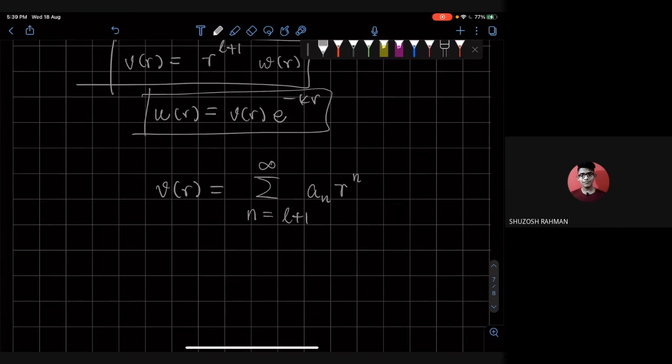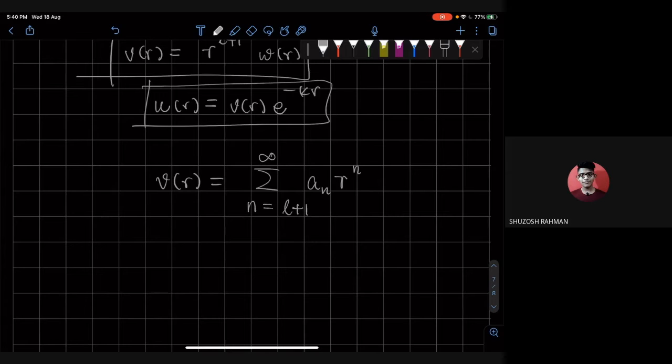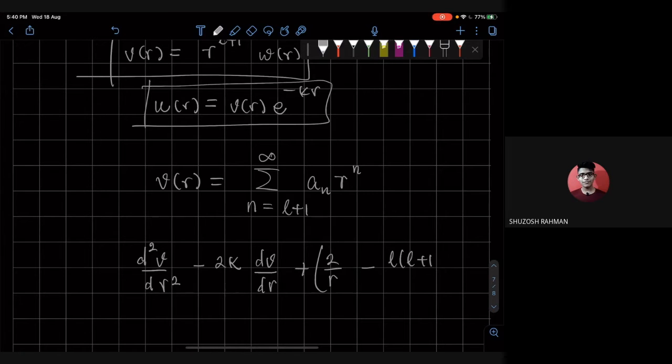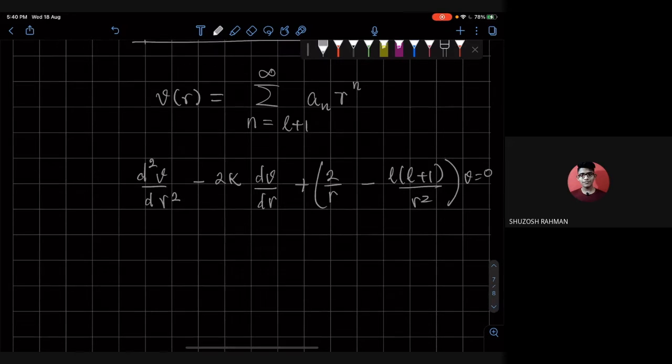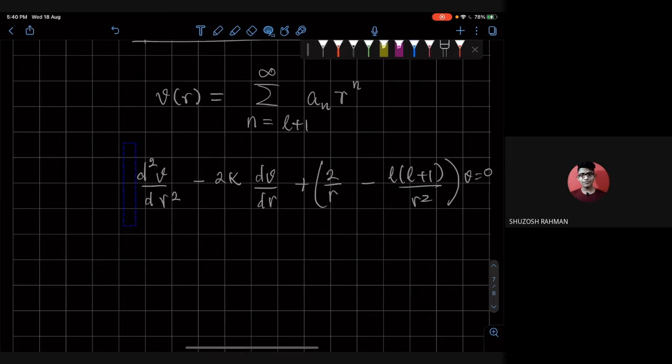Now, if I work out what the equation is for v, we get d squared v by dr squared minus 2k, k remember is square root of minus e, dv by dr plus 2k by r, and then minus L times L plus 1 by r squared v is equal to 0. Okay, so this will be our differential equation then.